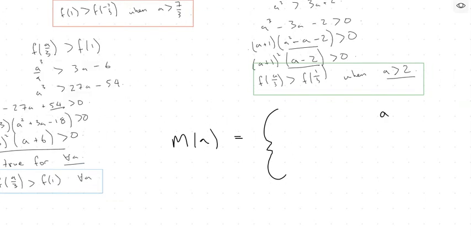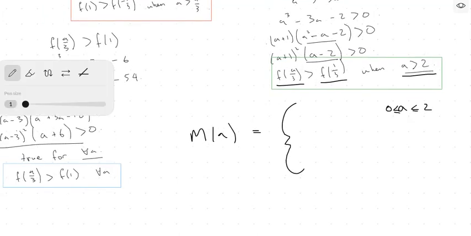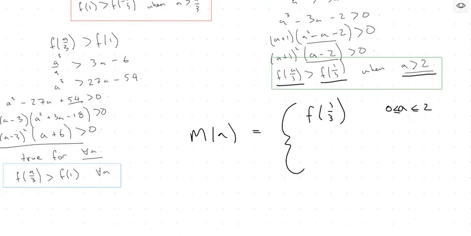we know a has to be greater than 0, less than 2. The biggest one is f of a third. Right? Because f of a over 3 is bigger than f of a third when a is bigger than 2. So when a is less than 2, f of a third is bigger. So this is f of a third.